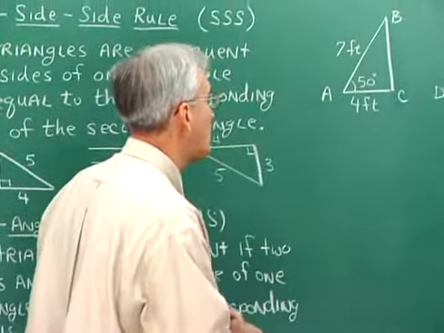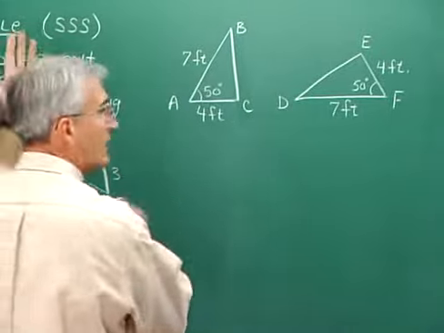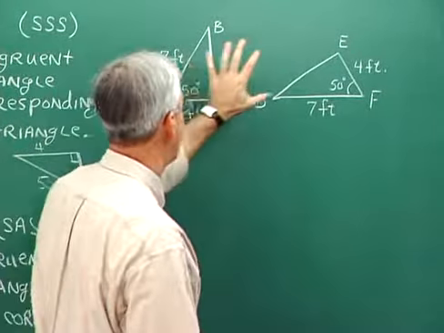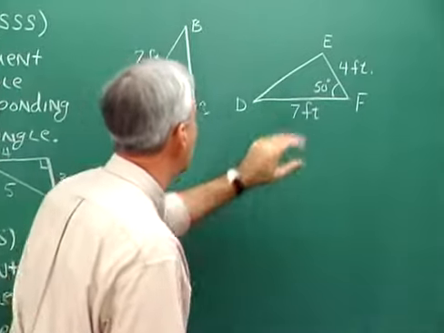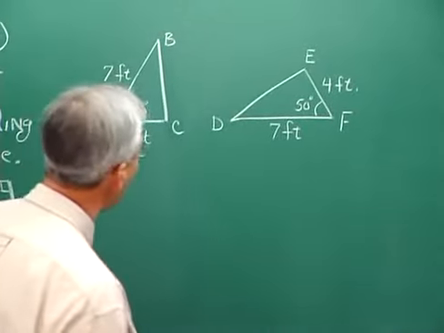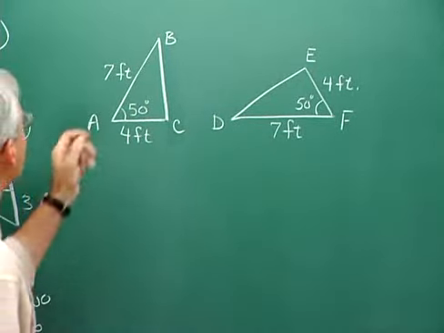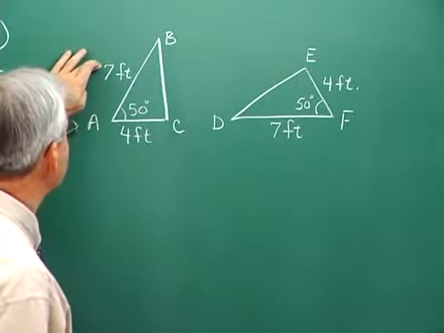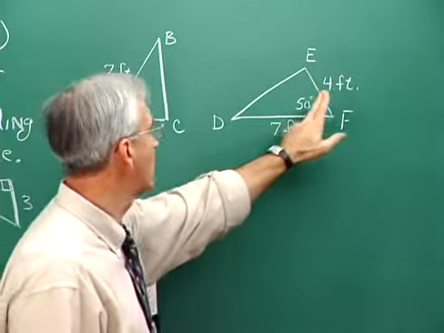Now, here's a situation where we might be using one of these notions in order to show that these two triangles are congruent. Can we show these to be congruent? Gee, they kind of don't look like it because they're twisted from one another. But look at the labeling. We have a 7-foot side here. We have a 7-foot side here. We have a 4-foot side here. We have a 4-foot side here.